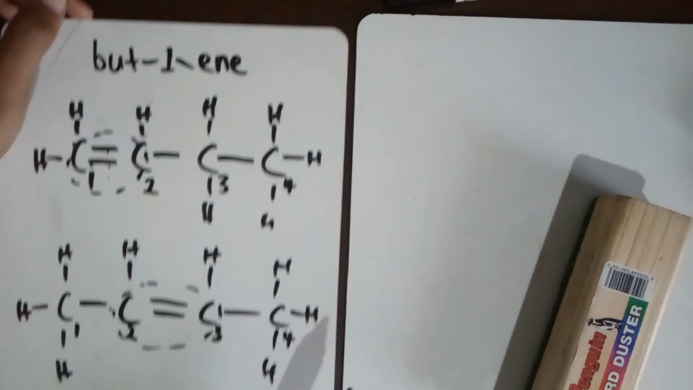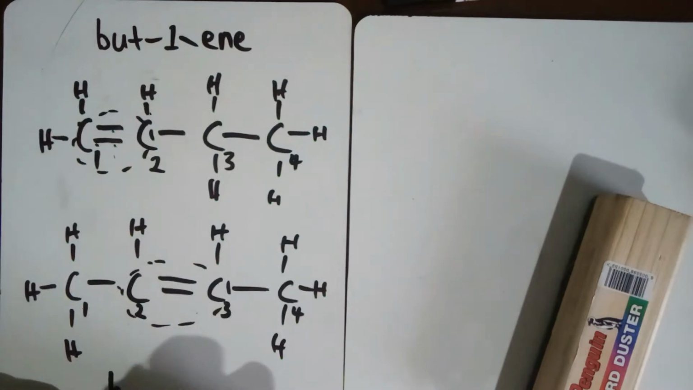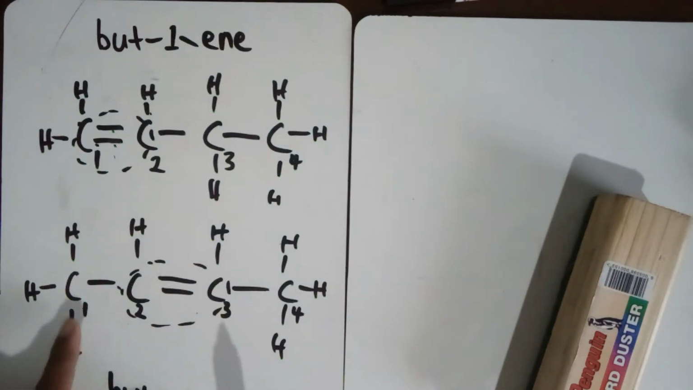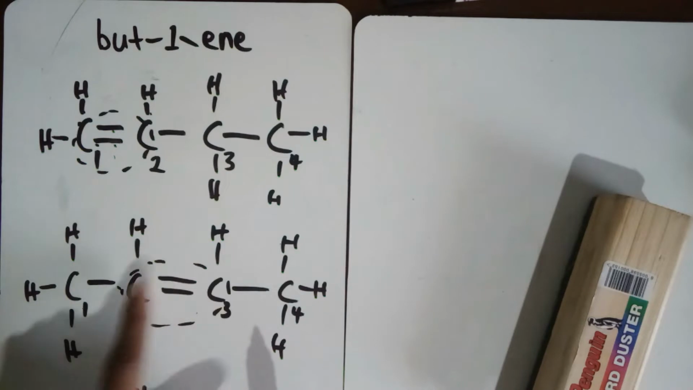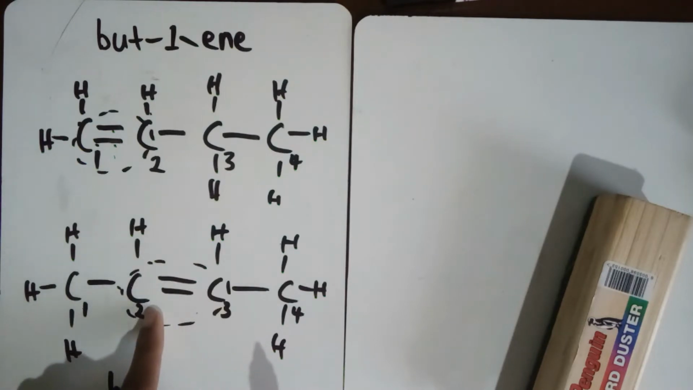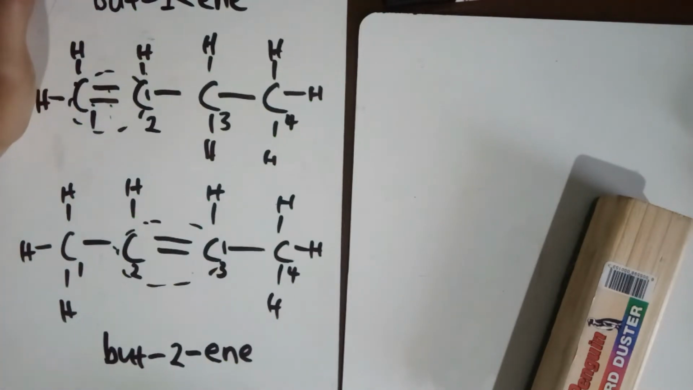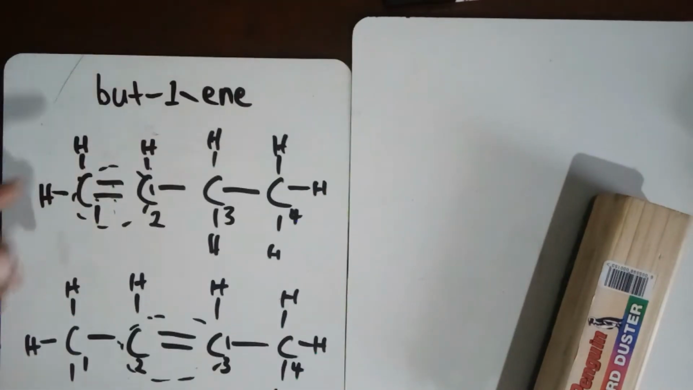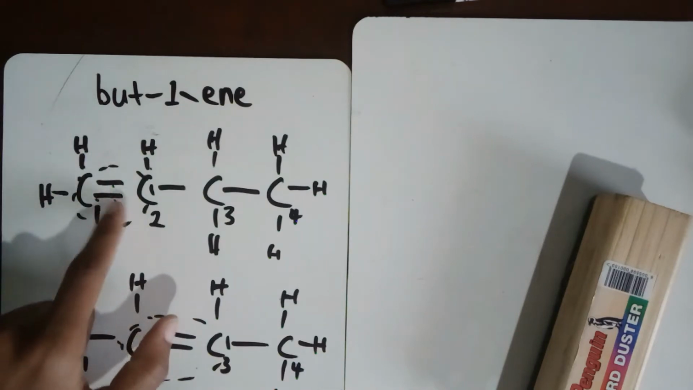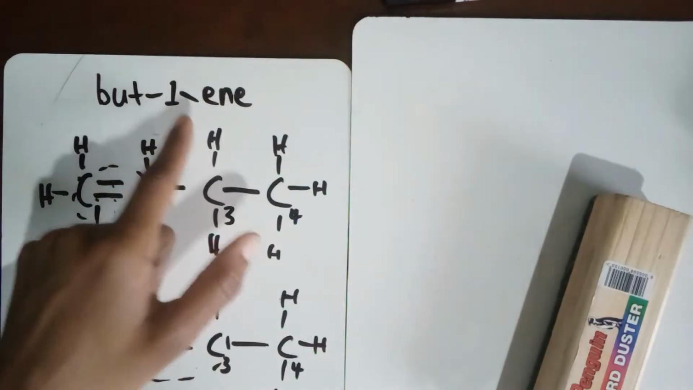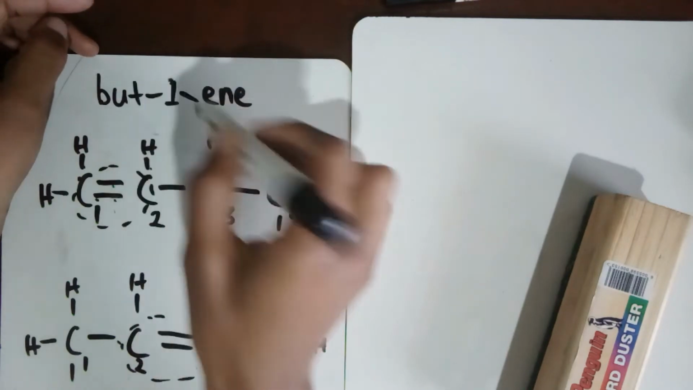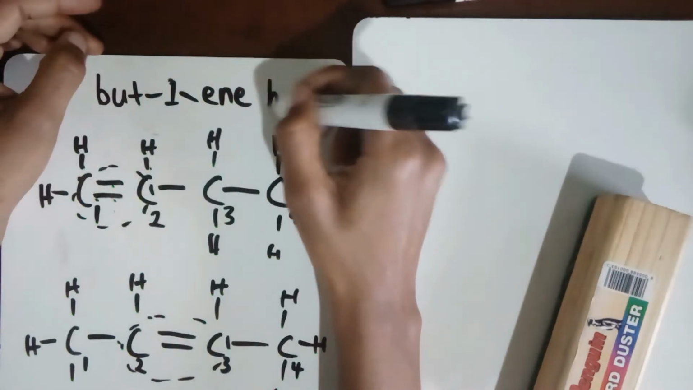Let us do the same thing here. So we say but because it's 4 carbon atoms, and then we count 1, 2, 3. Our double bond is actually positioned at carbon number 2, right? So it's going to be but, a dash, and then 2-ene to indicate the position of this double bond. But this is the interesting thing that you have to know: if the position of this double bond is at carbon number 1, we don't need to write but-1-ene. We can simply write it as butene.